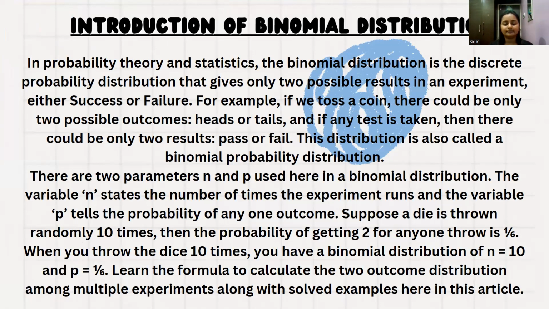There are two parameters, n and p, used in a binomial distribution. The variable n states the number of times the experiment runs and the variable p tells the probability of any one outcome. Suppose a die is thrown randomly 10 times. Then the probability of getting 2 for any one throw is 1 by 6. When you throw the dice 10 times, your probability has a binomial distribution of n equal to 10 and p equal to 1 by 6. Learn the formula to calculate the two outcome distribution among multiple experiments along with solved examples here in this article.